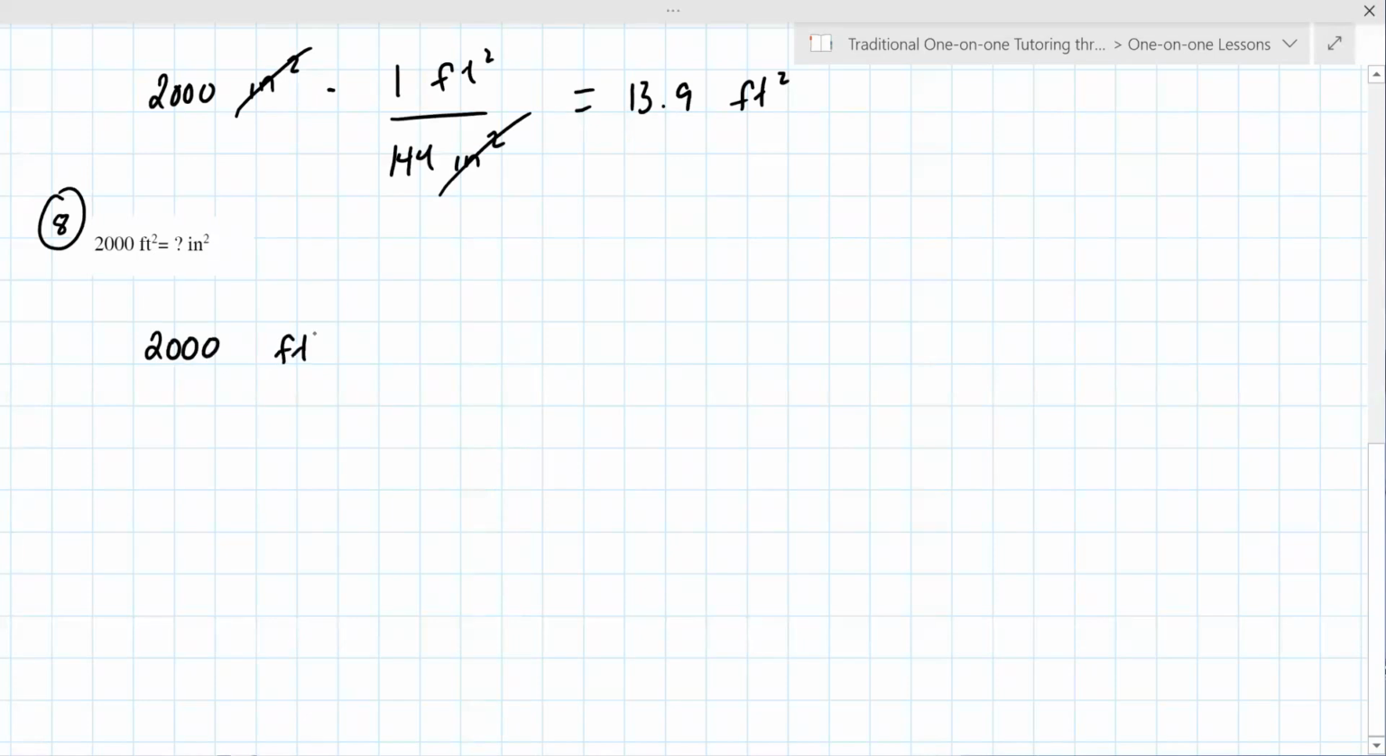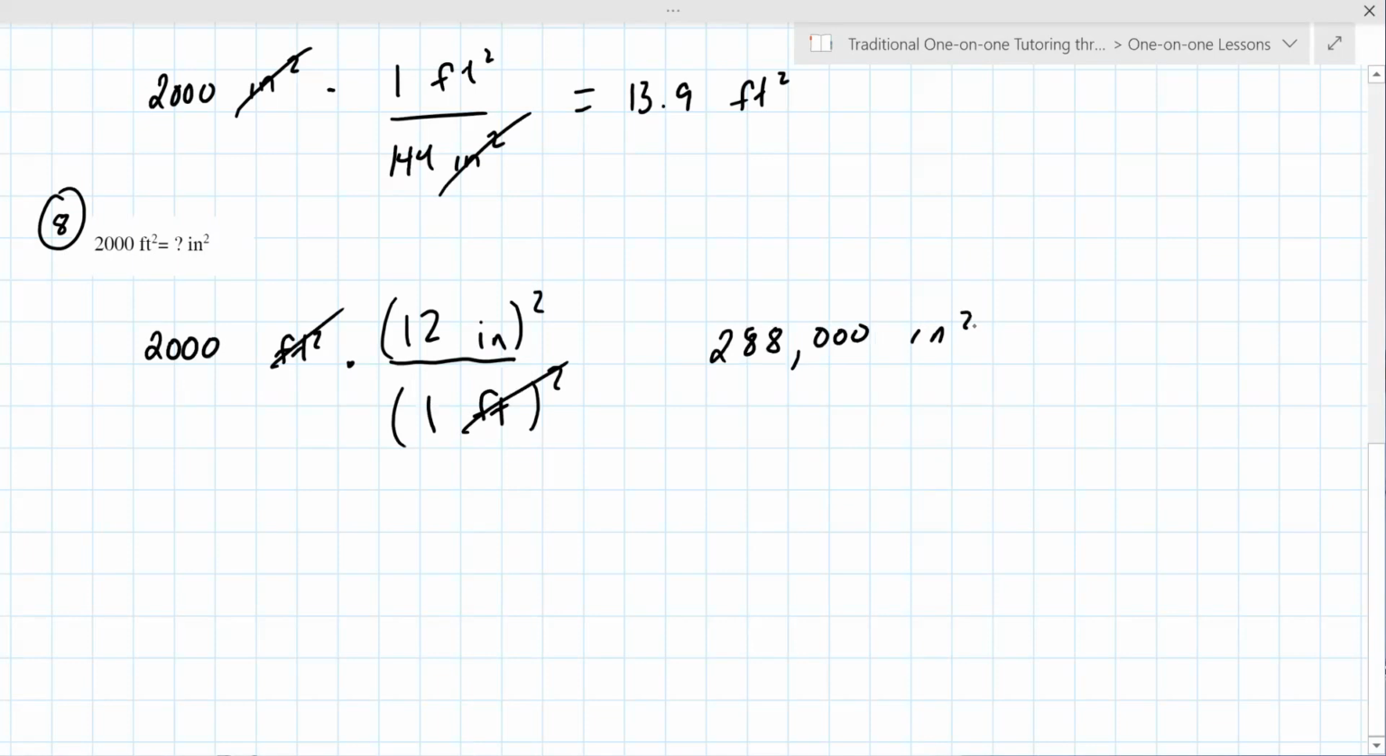2,000 feet squared times you put your feet on the bottom, your inches on the top. Again, there's 12 inches in 1 foot, and then you square both of them. You don't have to write out this next line because the feet end up canceling. So it ends up being 2,000 times 144, which is 288,000 inches squared. So they really emphasize the units here. Pay a lot of attention to make sure you've got that down.